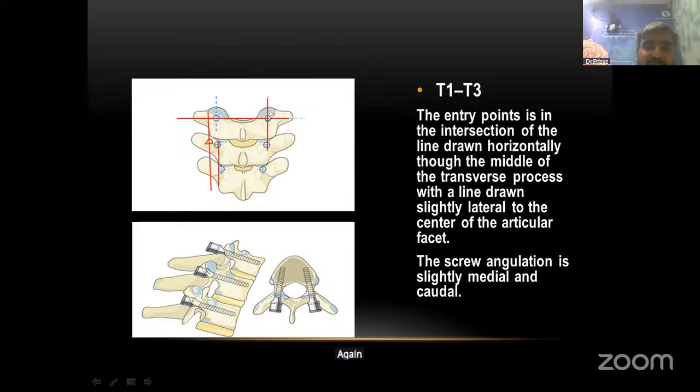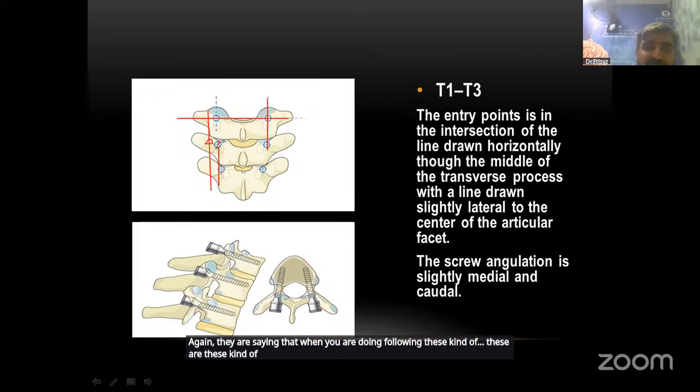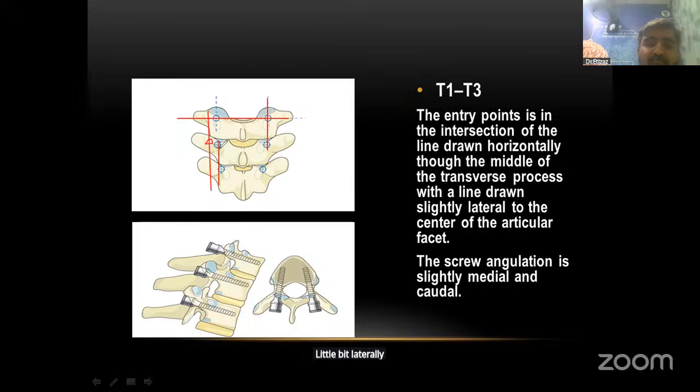Again, they are saying that when you are following the mid TP rule over there, it means we have to change the direction. How? For T12, we have to go for the -5, that is laterally, a little bit laterally. Then we have to add 2 degrees medially when we are going superiorly above.